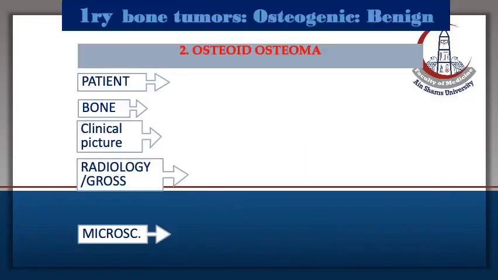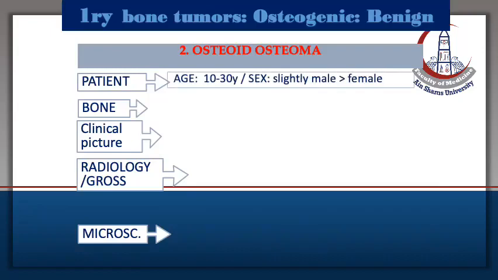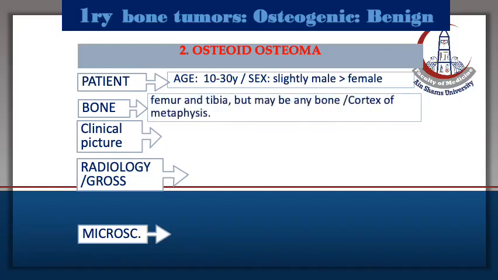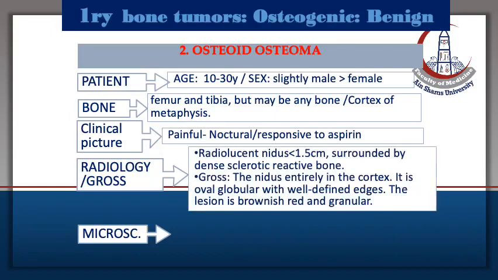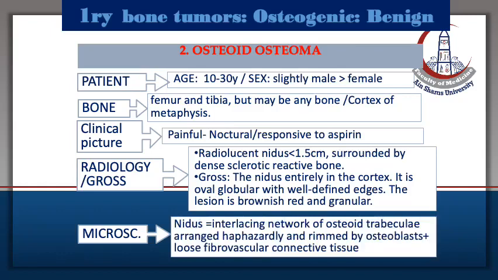The second benign bone-forming tumor is the osteoid osteoma. It occurs in a young age group in the long bones at the area of metaphysis. It's a painful tumor due to production of prostaglandin, thus it's responsive to aspirin. It forms a radiolucent nidus smaller than 2 cm surrounded by a reactive sclerotic rim, and under the microscope osteoid trabeculae are seen lined by osteoblasts.